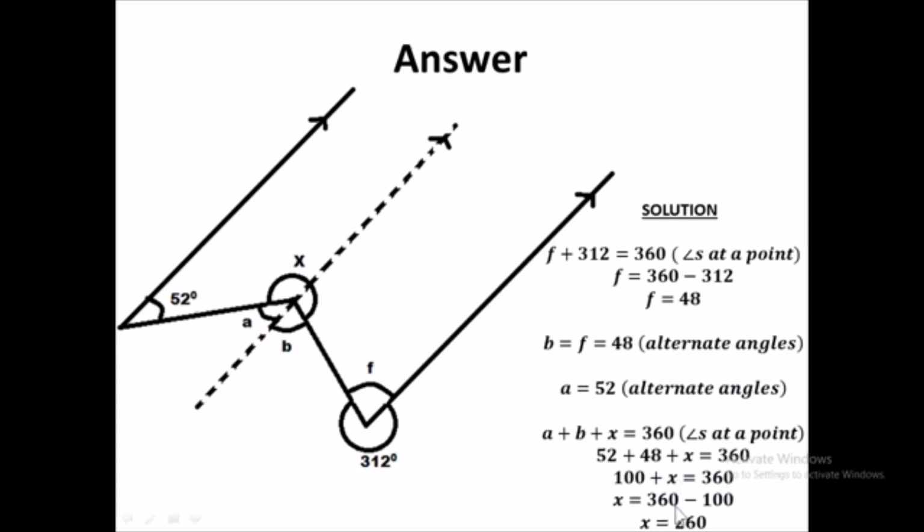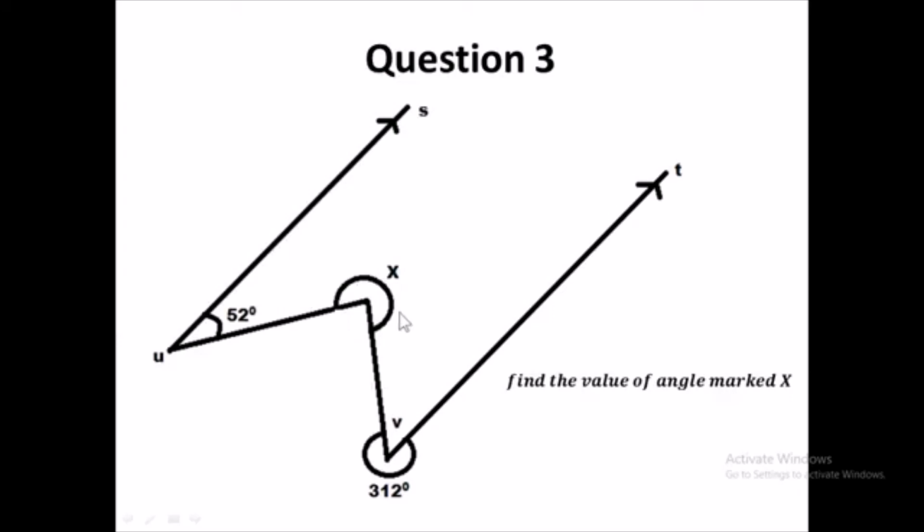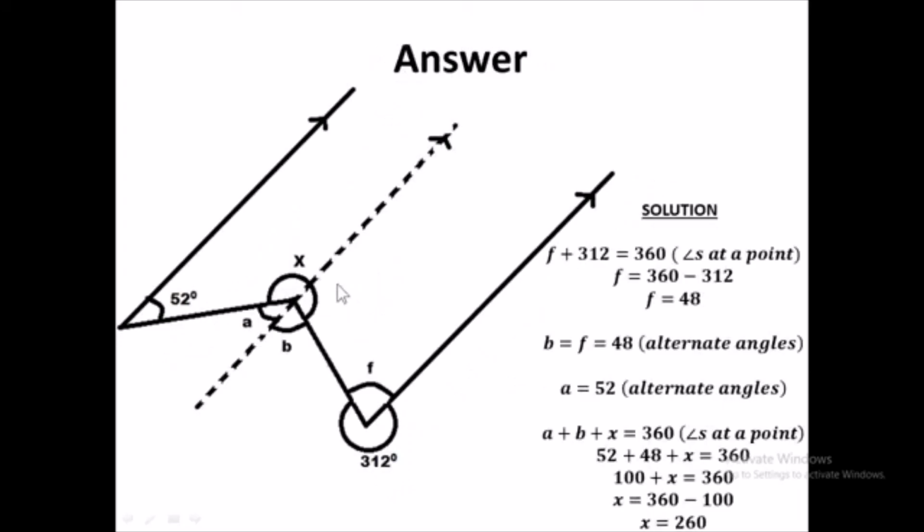From there, we can find our S to be equal to 360 minus 100, and that will give us 160 degrees. That means angle X that we were looking for is 260 degrees. The angle S we are looking for here is 260 degrees, and that's the solution.